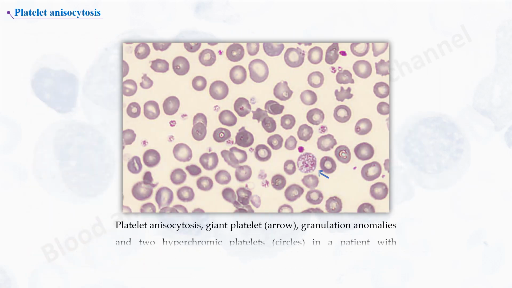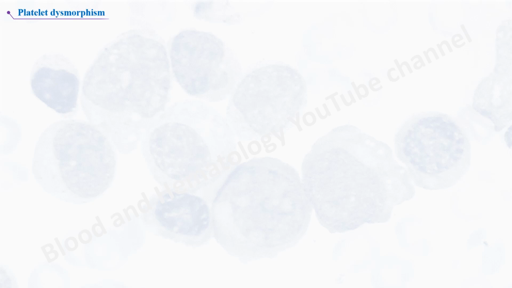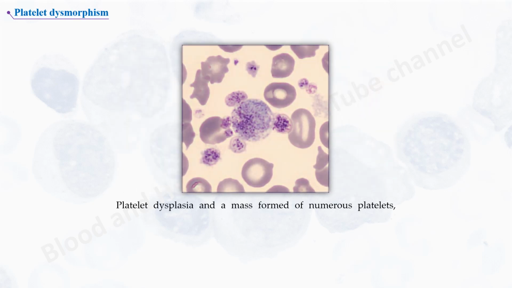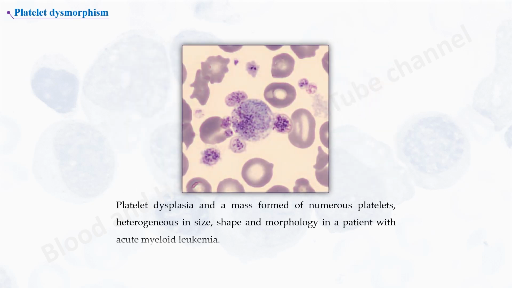Platelet anisocytosis, giant platelet, granulation anomalies and 2 hyperchromic platelets in a patient with myelodysplastic syndrome. Platelet dysplasia and a mass formed of numerous platelets, heterogeneous in size, shape and morphology in a patient with acute myeloid leukemia.